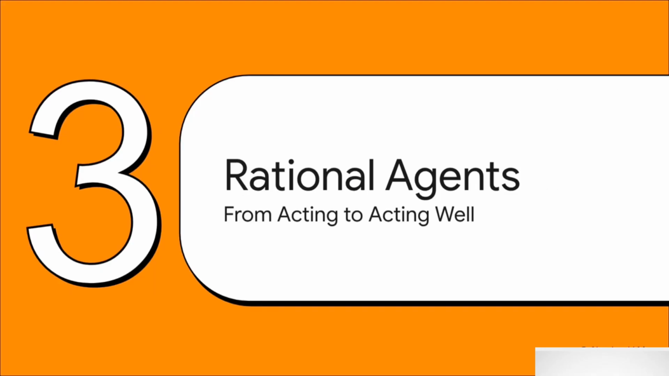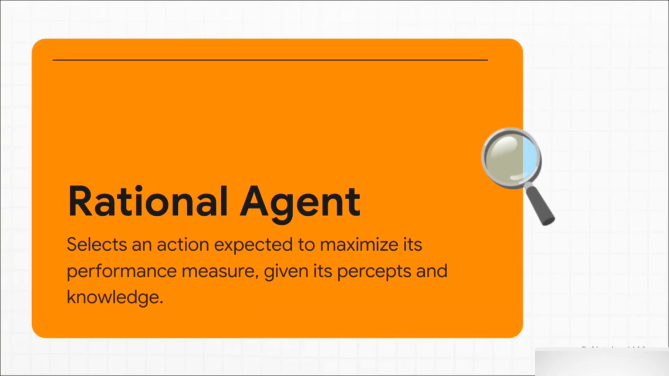But here's the thing, just acting isn't good enough. We want our agents to act well. And this brings us to a really critical idea in AI, rationality. How do we measure if an agent is actually doing the right thing? So what makes an agent rational? Well, it's an agent that always chooses an action that it expects will maximize its performance measure. That's a fancy way of saying it always tries to get the best possible score. For our vacuum bot, the best score might mean cleaning up the most dirt in the shortest amount of time. It's all about aiming for the best outcome.